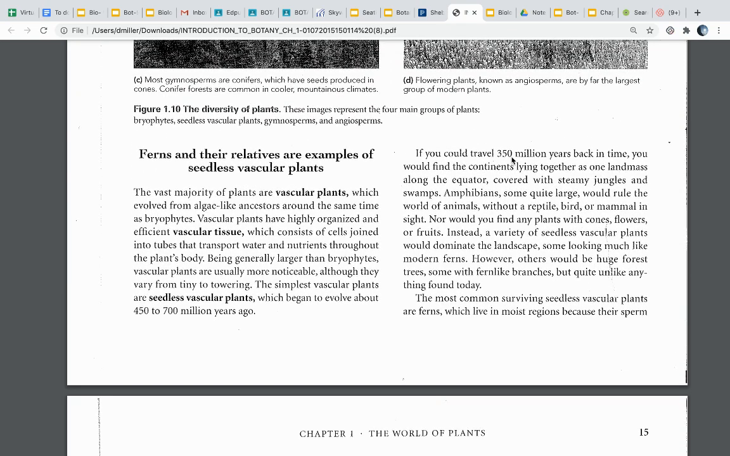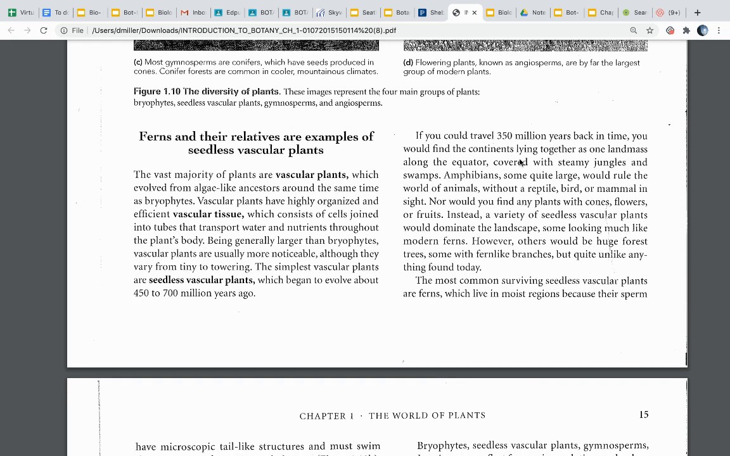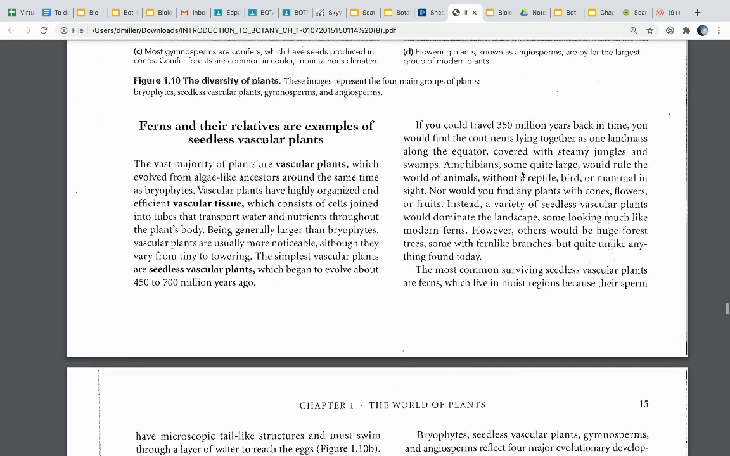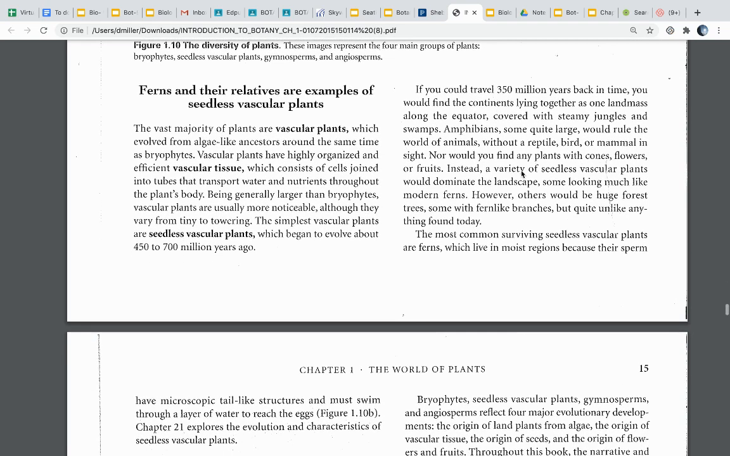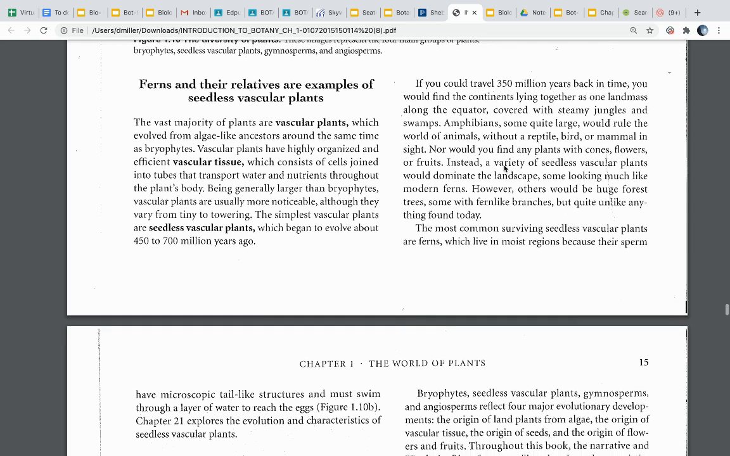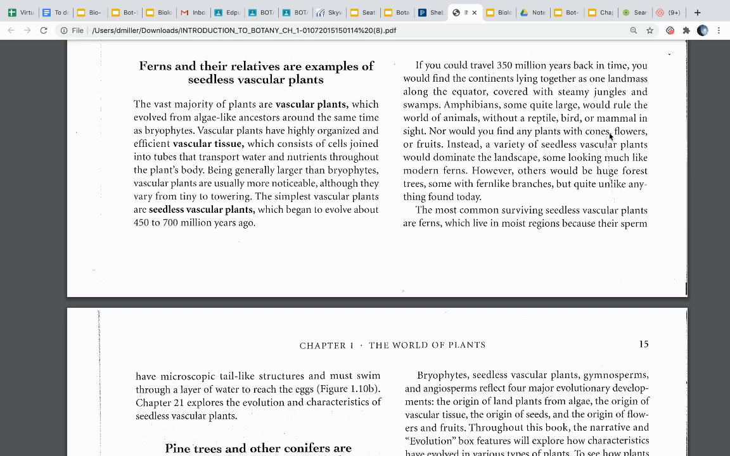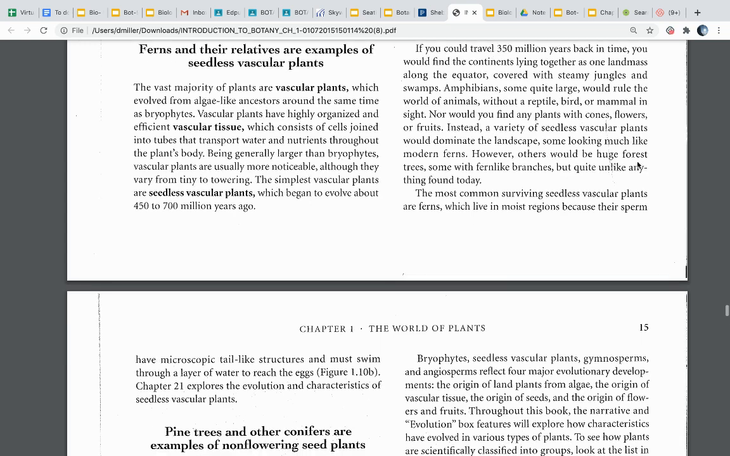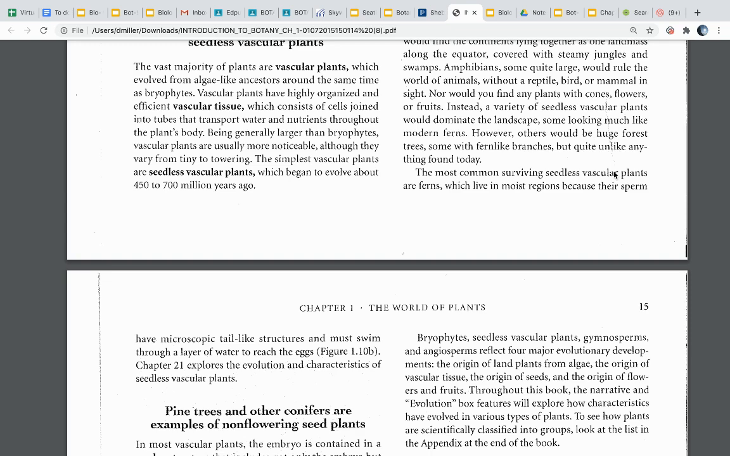If you could travel 350 million years back in time, you would find the continents lying together as one landmass, called Pangaea, along the equator, covered in steamy jungles and swamps. Amphibians, some quite large, would rule the world of animals, without a reptile, bird, or mammal in sight. Nor would you find any plants with cones, flowers, or fruits. Instead, a variety of seedless vascular plants would dominate the landscape, some looking much like modern ferns. Others would be huge forest trees, some with fern-like branches, but quite unlike anything found today.